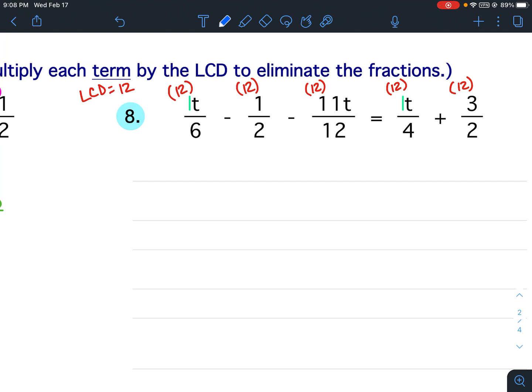12 times the fraction 1/6, so this is 12 times 1/6. That's how you would put it in your calculator. 12 times 1/6 would be 2, so this would be 2t. Put tails on your t's. 12 times a half, in other words, half of 12 is 6. 12 times 11/12. 12 divided by 12 is 1. 1 times 11 is 11. So this would be 11t. If you were putting that in your calculator, you would do 12 times 11/12.